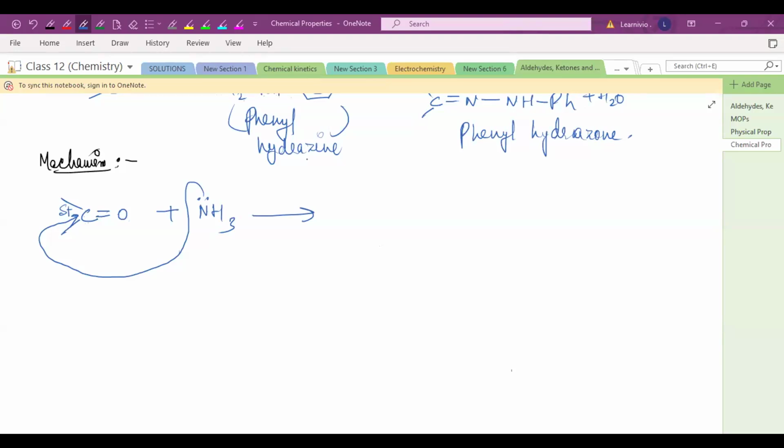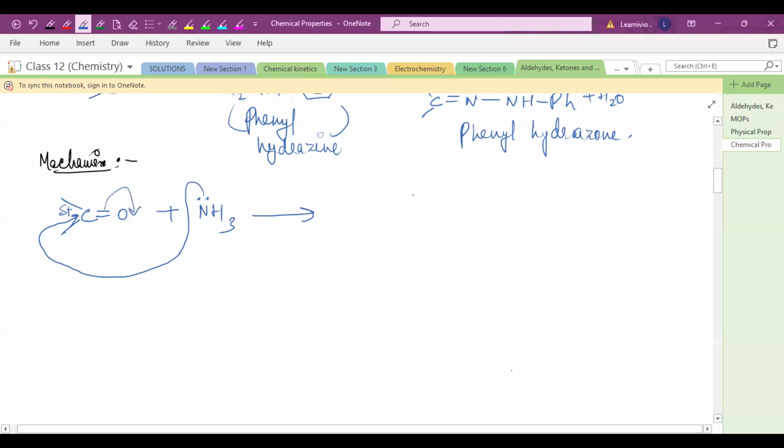So we are just doing the mechanism. This nitrogen will not attack the oxygen. It will attack the carbon because between this carbon and oxygen, oxygen is more electronegative, right? So it will acquire partial negative charge, and this carbon will acquire partial positive charge. Okay, so the lone pair of the nitrogen will attack this carbon, so this bond will shift over here.